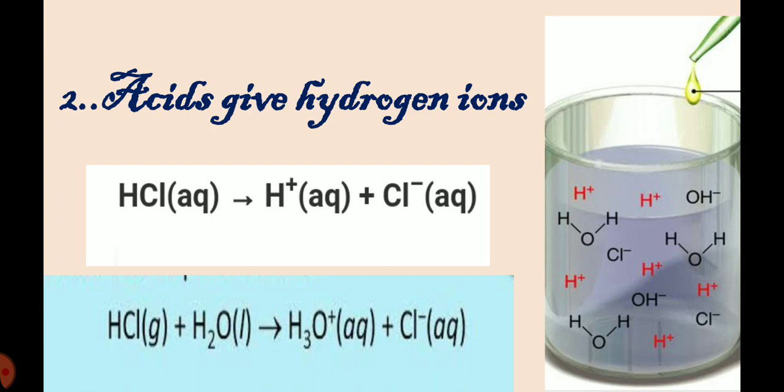Acids give hydrogen ions, children. For example, if you add hydrochloric acid in water, it splits into hydrogen and chlorine ions. And this hydrogen is given to a water molecule. In the image you can see hydrogen chloride splits into hydrogen and chlorine. H and Cl separate, and that hydrogen is given to a water molecule to form H3O. In the second equation you can see hydrogen chloride plus water becomes H3O, that is hydronium, plus chlorine.